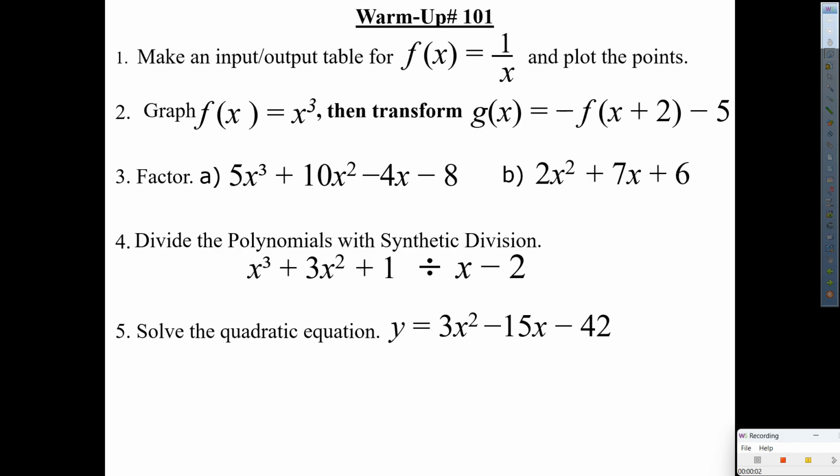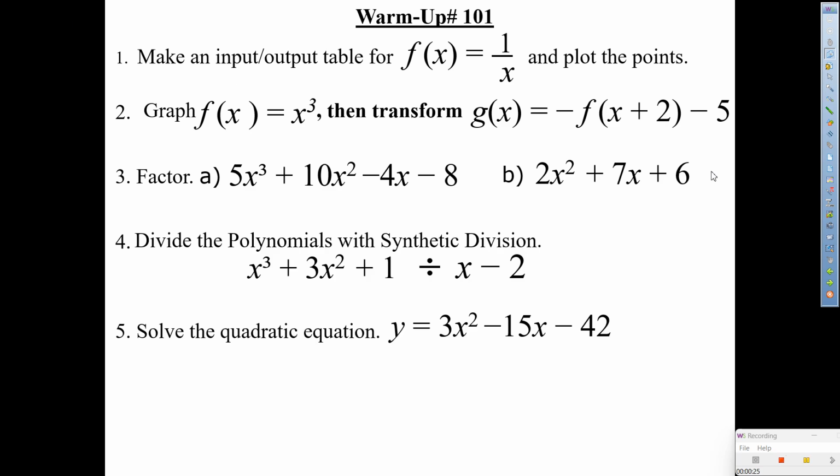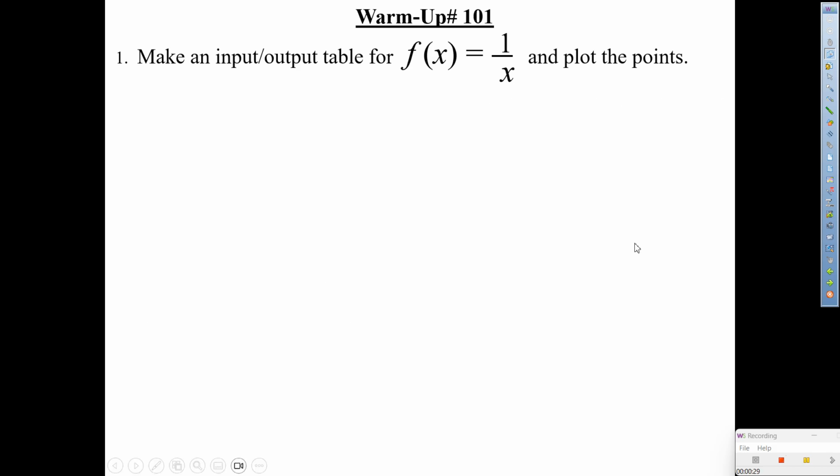Let's get started, please. This is a continuation of the warm-up from yesterday. See how you do with those. I'll give you guys some time. Copy and go. All right. So, warm-up 101. Here we go. Let me go over this ASAP just to make sure we got it. Here goes one more time.